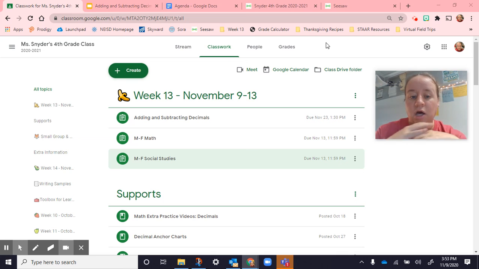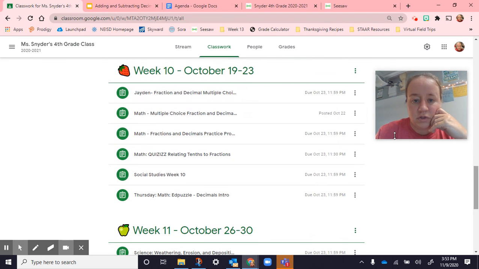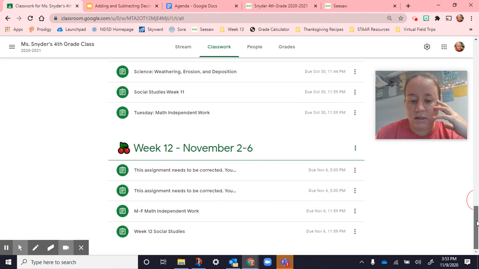Please go back. Grades were due today for the first progress report. So if you scroll all the way down to week 10, this is where our grading period started. Go make sure all of these, see how mine are green? Yours should all be a very light color green or grayish almost. Make sure that all of those things are done. Same thing with 11, make sure all those are done. Same thing with 12, make sure all those are done.